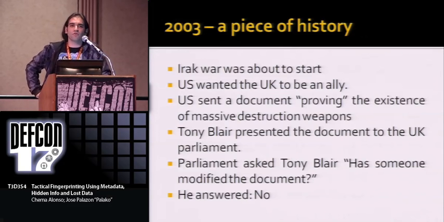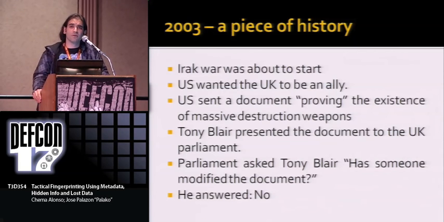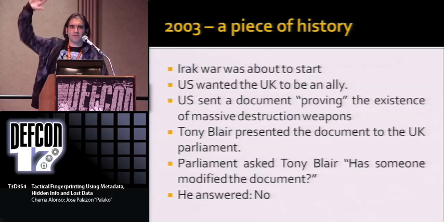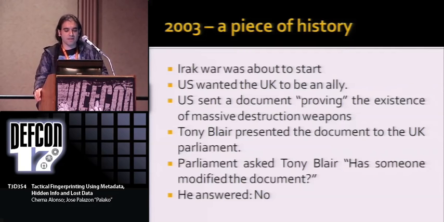there was a hot topic in the news. In 2003, the Iraq war was about to start, and the United States wanted the United Kingdom to be an ally. To obtain this help, the state sent a document to the United Kingdom which proved that in Iraq there were weapons of mass destruction. Do you remember this story? Hands up. Yeah. Well, when Tony Blair presented the document to the United Kingdom Parliament, the Parliament asked Tony Blair if someone had modified this document, and Tony Blair, of course, said no.